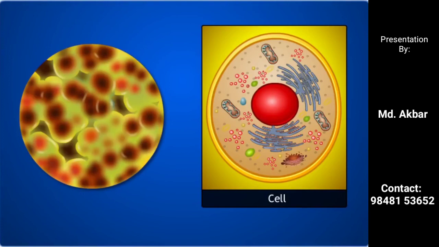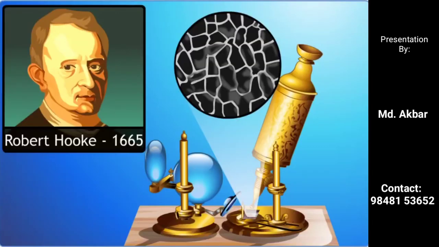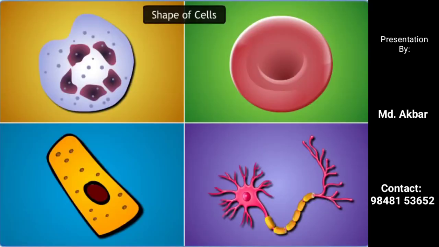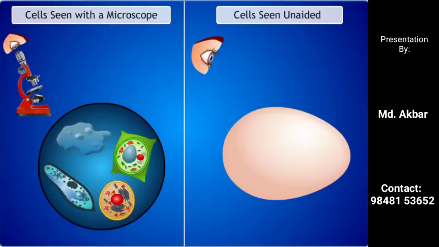Congratulations! You have completed the lesson on Introduction to Cells. In this lesson, you have learned to define a cell, recall the role of microscopes in the discovery of the cell, illustrate how cells vary in number, and illustrate how cells vary in shape and size.